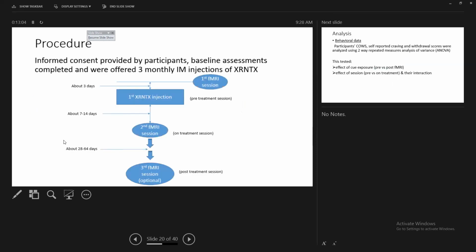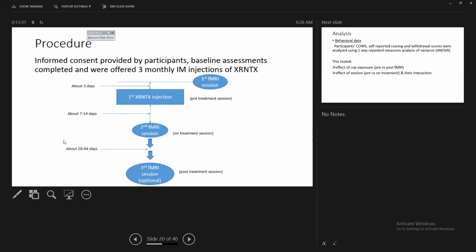Now, how was the procedure done? Three days before the first dose of XNRTX injection, the first fMRI session was done, with the three scores taken pre and post. The first XNRTX injection was given 3 days after the first fMRI session. 7 to 14 days after that injection, the second fMRI session was done. And 20 to 64 days after that second fMRI session, the third fMRI session was done, which was named optional.